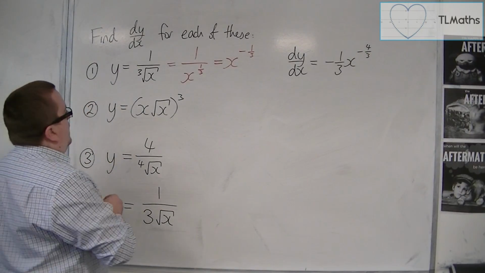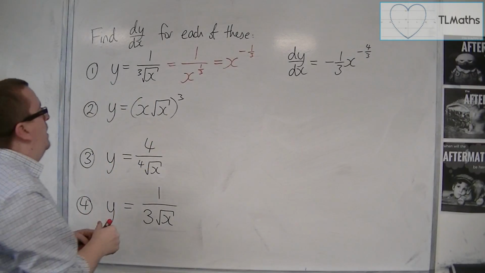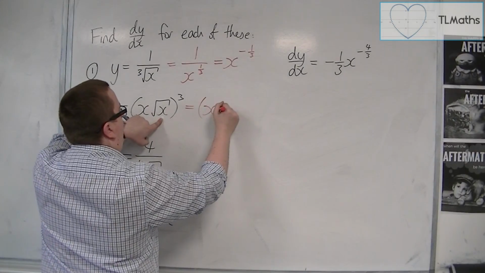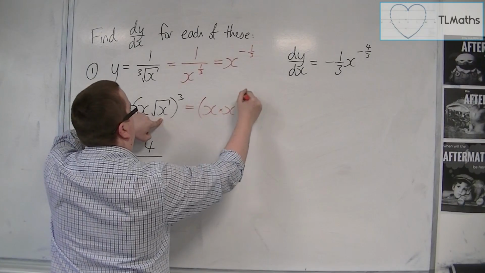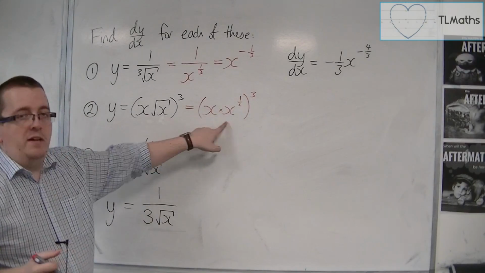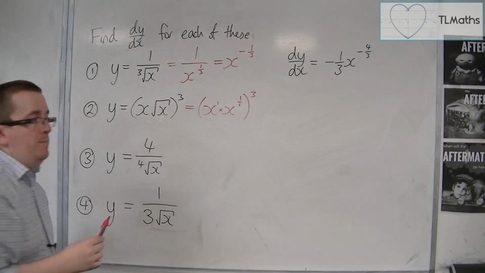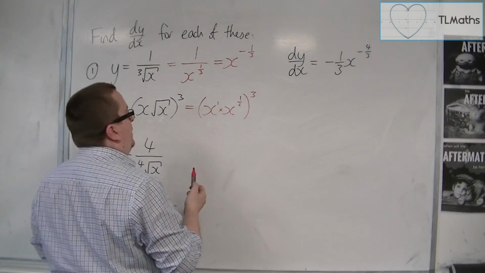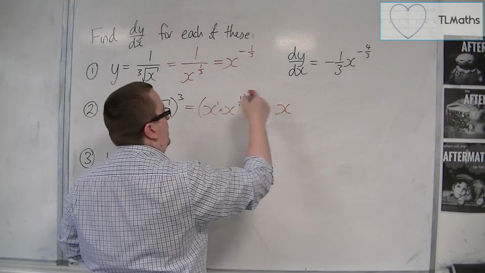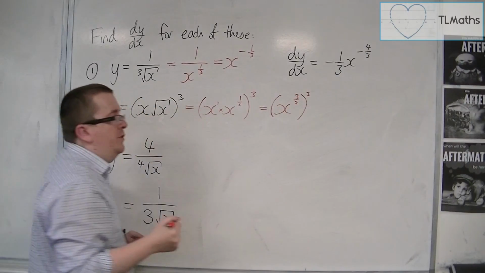Now with number 2, we have y is equal to x root x cubed. Okay? Now I'm going to write that root x as x to the half first. So we've got x times x to the half cubed. Now x times x to the half, the x is just x to the 1. And when I multiply these with the same base number, then I can add the indices. So this is x to the power of 1 plus a half. That's 3 halves. So it's x to the power of 3 halves cubed.